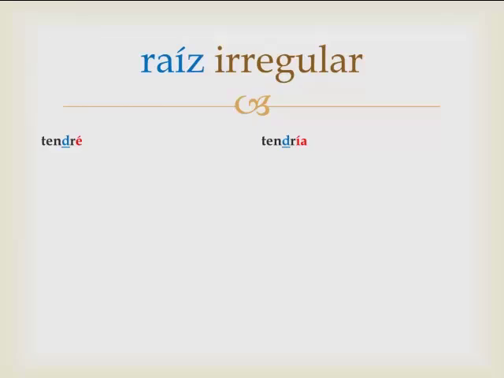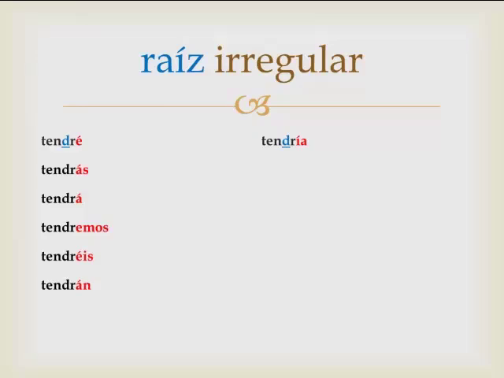Future on the left, conditional on the right. Tendré, tendrás: I will have, you will have. Tendrá, tendremos, tendréis, and tendrán. They're irregular. They have that D in them all the way down. Tendré. Let's look at the irregular tener for the conditional.